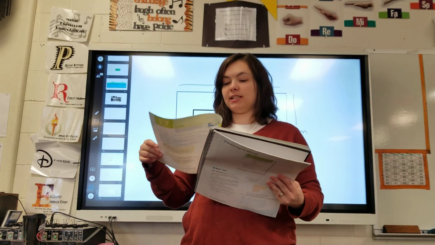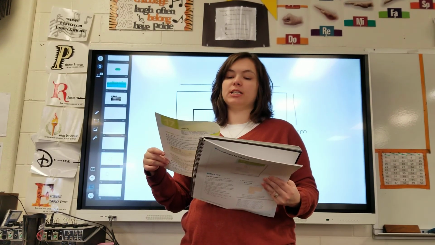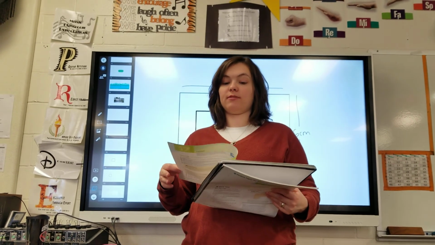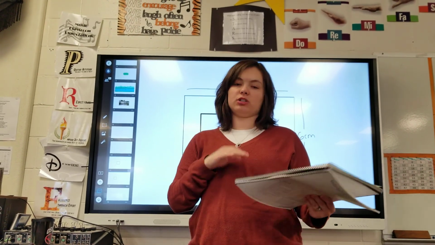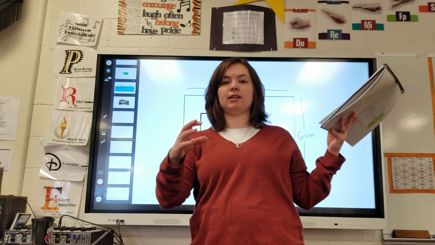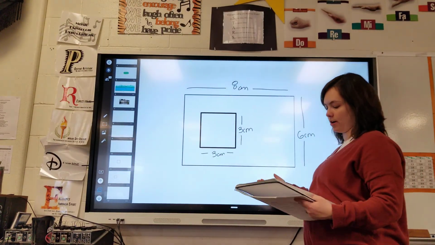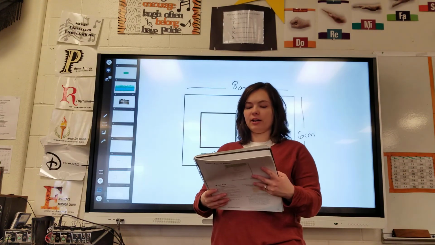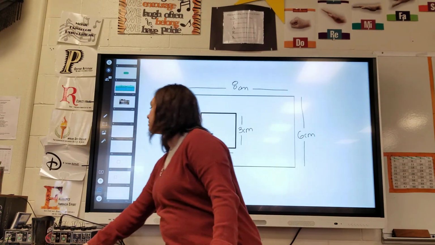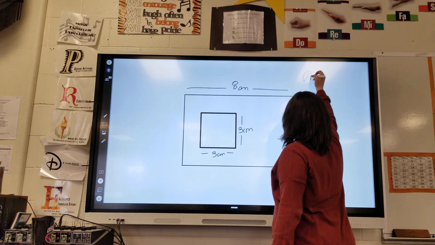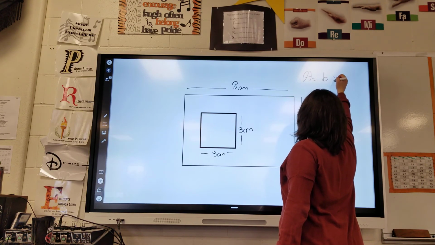Today's goal is to write expressions for the perimeters and areas of geometric figures. So we're using what we just learned in lesson 16 and applying it to geometric figures, specifically rectangles and squares. So how do you find the area of a rectangle? Well, that's easy. We know this. Area is equal to base times height.